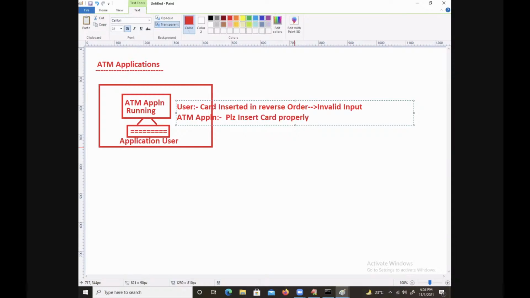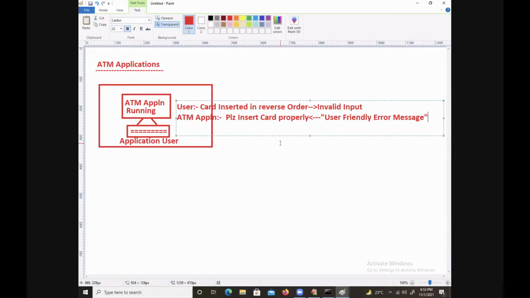You hear one sentence. This is known as what? I am giving you one word today, and all of you should remember it. User-friendly error message. This is called a user-friendly error message. ATM application says, please insert the card properly. This message is called what message?